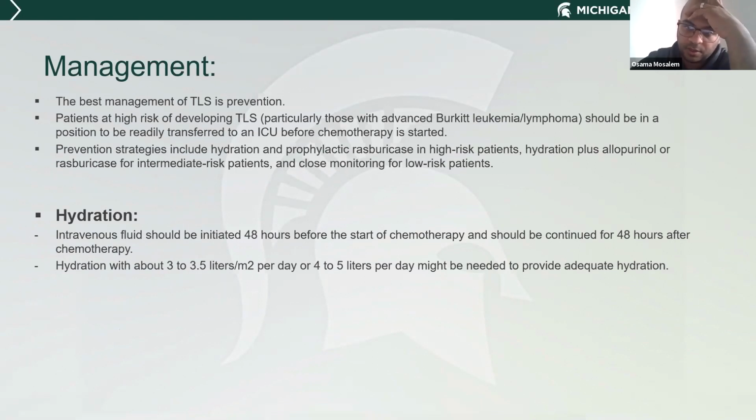Prevention strategies should include adequate hydration, prophylactic rasburicase in high-risk patients, hydration plus allopurinol or rasburicase in intermediate-risk patients, and close monitoring for low-risk patients in hospital settings. In terms of hydration, the recommendation usually is IV fluid hydration 48 hours before starting chemotherapy, continued for 48 hours after the end of chemotherapy. Usually they recommend 3 to 3.5 liters per day and monitoring the urine output to provide adequate hydration.